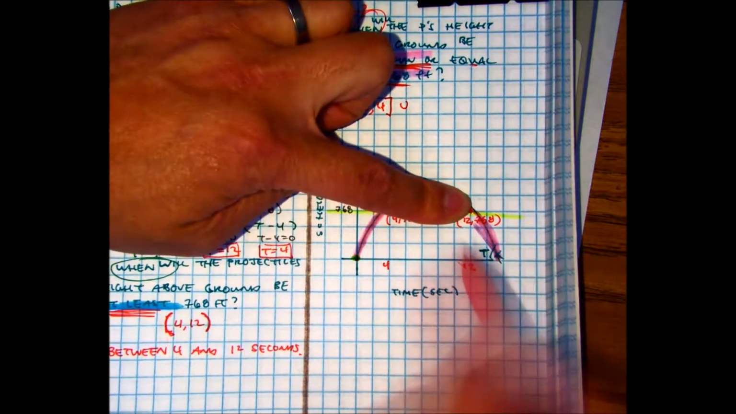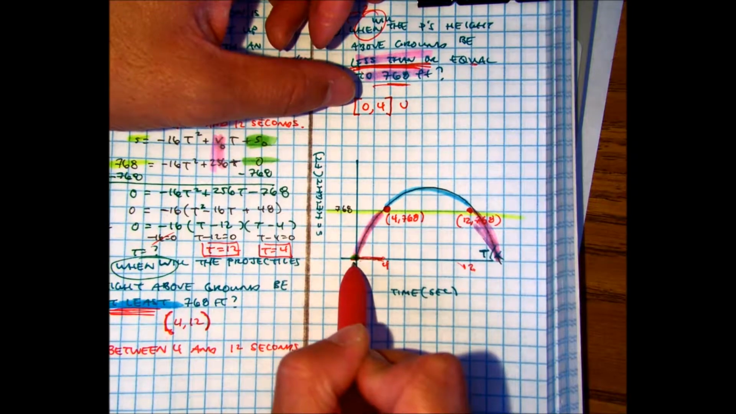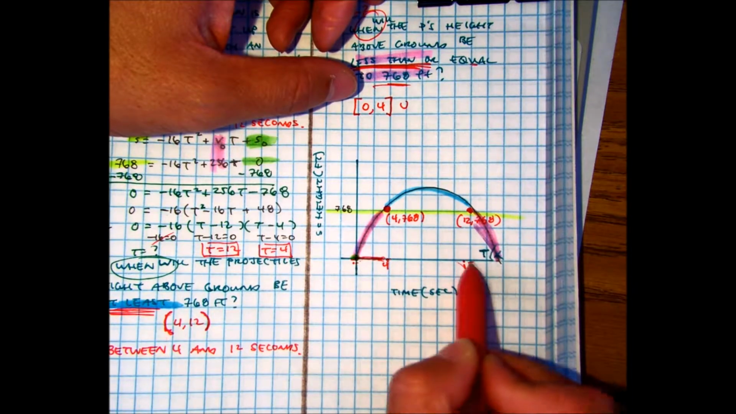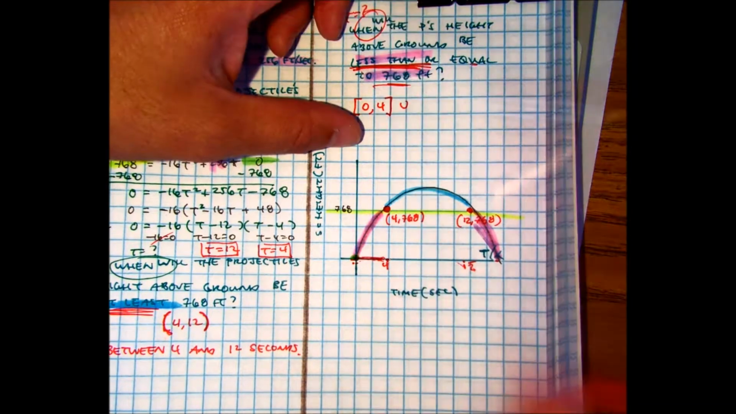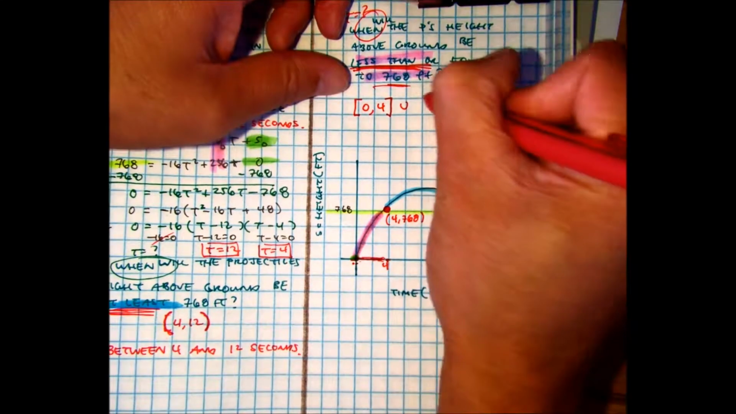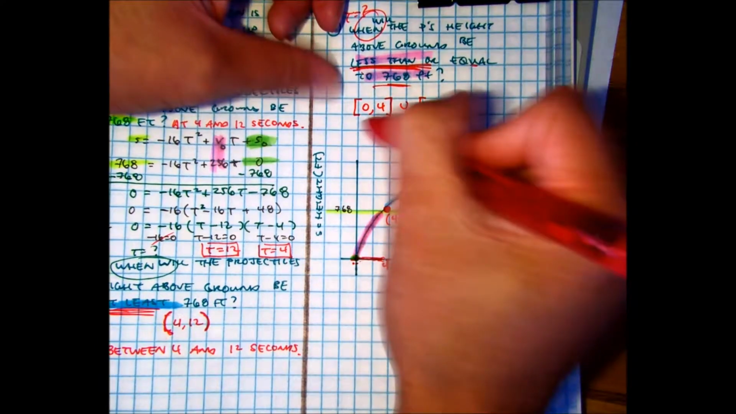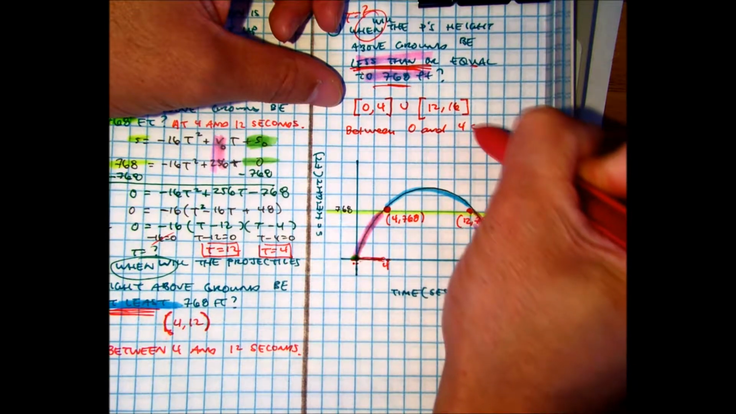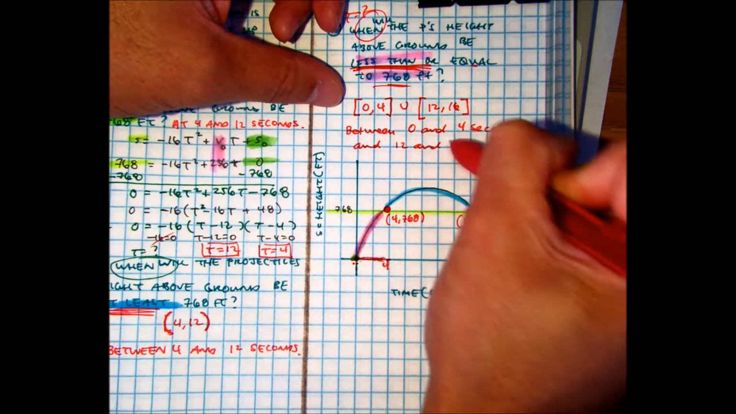And then here, now pay attention, this is 4. I know this has a length of 4 because it's 0 seconds to 4. This has a length of 8. This will have a length of how much? 4 as well, because parabolas are symmetrical. So if you add 4 more to this, you get what? 16. So this is between 12 and 16. Between 0 and 4 seconds and 12 and 16 seconds.